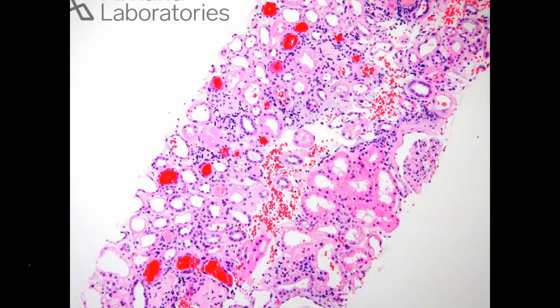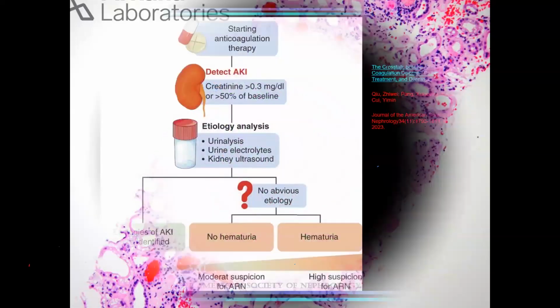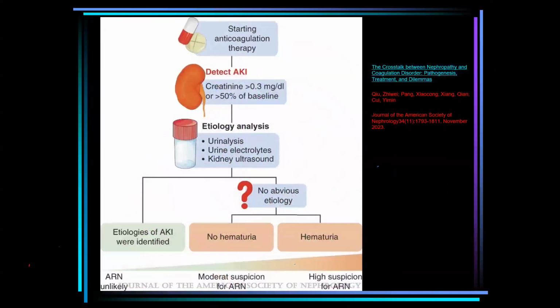You will find this bleeding inside. Actually, it is bleeding inside the kidney. Red blood cells are present everywhere, including red blood cells inside the tubular lumen and the red blood cell casts. This clinches the diagnosis of anticoagulation-related nephropathy.